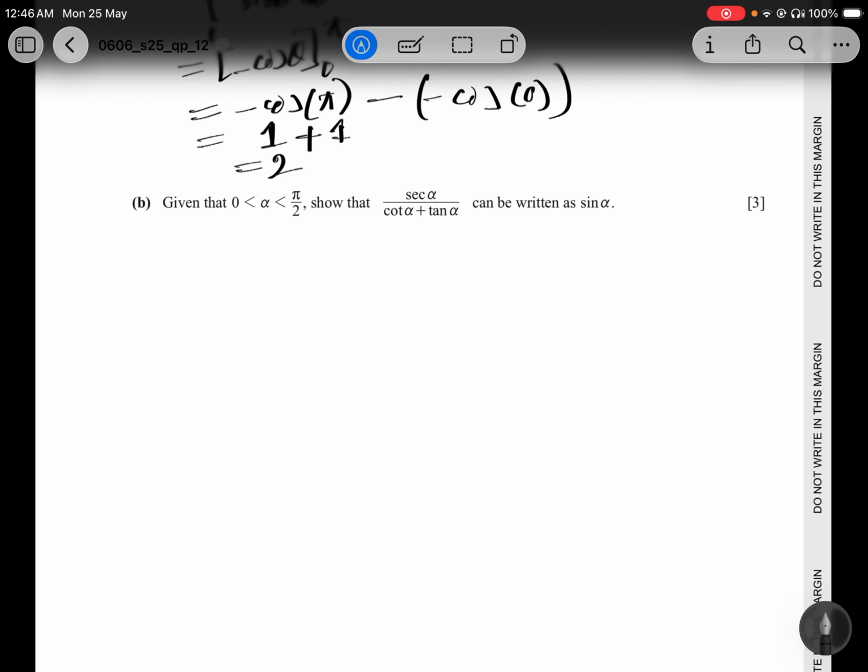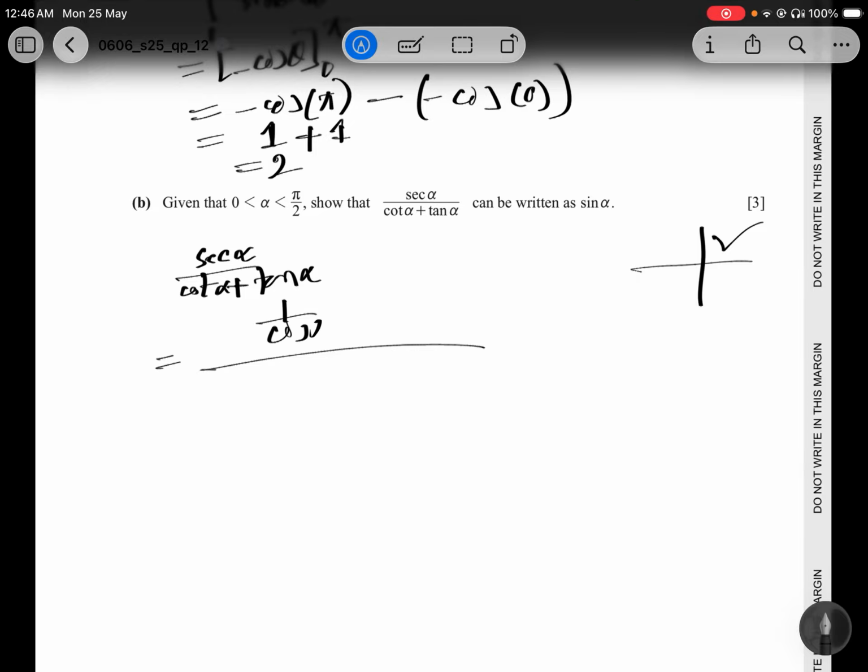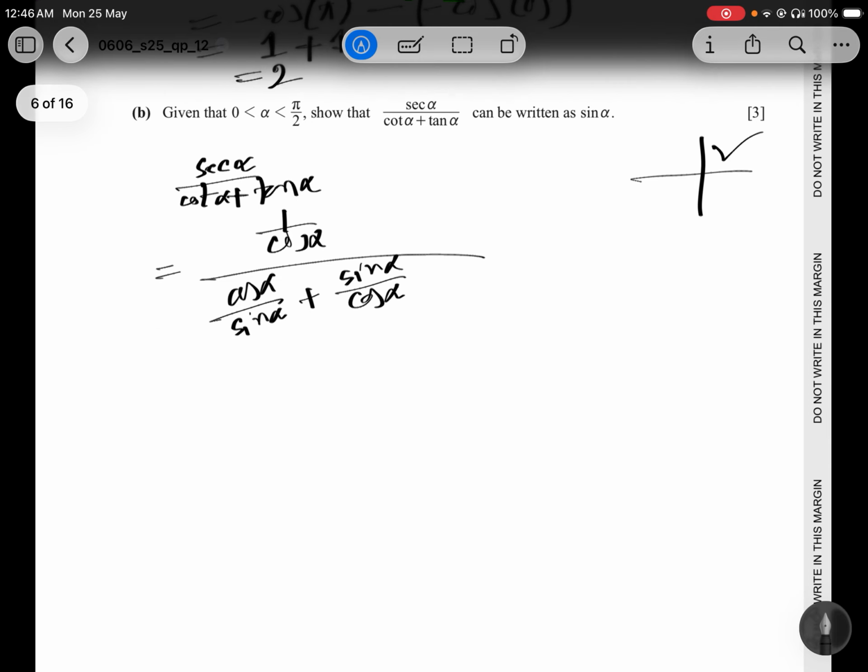Now question B given as alpha should be 0 to 90 degrees. So it's in the first quadrant. There is no issue. Can be written as sin alpha. Nice. Sec of alpha over cot alpha plus tan alpha. Sec can be written as 1 by cos of alpha. Cot can be written as cos alpha over sin alpha. Tan can be written as sin alpha over cos of alpha.